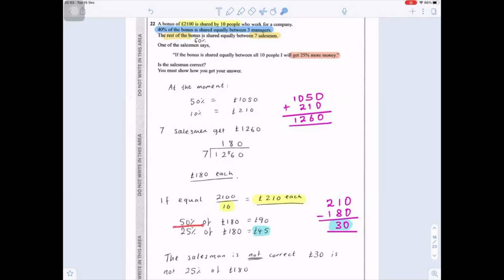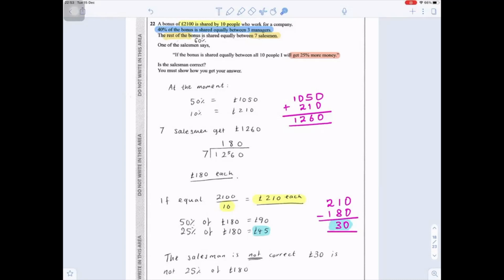So 50% of 180 pounds is 90. Half of 180 is 90 pounds. Half of 50% is 25%. Half of 90 pounds is 45. So we can see that 25% is 45 pounds and not 30 pounds.